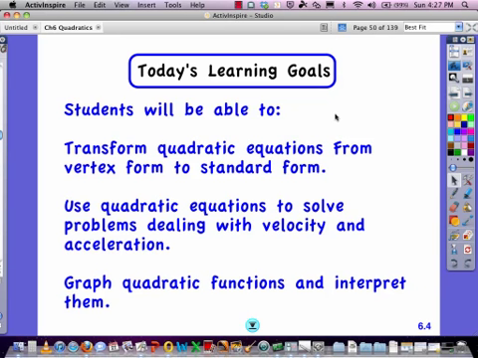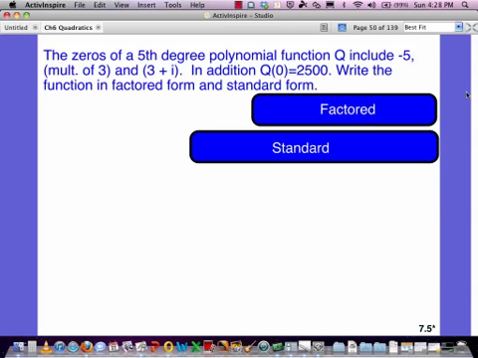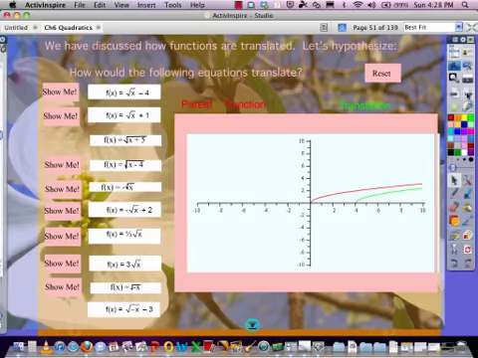Okay, our lesson today is graphing the equations ax squared plus bx plus c, or a quadratic. So we're going to transform quadratic equations from vertex form to standard form. We will graph them and interpret them, and we will use the quadratic equations to solve problems dealing with velocity and acceleration. Okay, now we've already started experimenting with graphing them, so we should be good with where we're at on the calculator, but let's see.